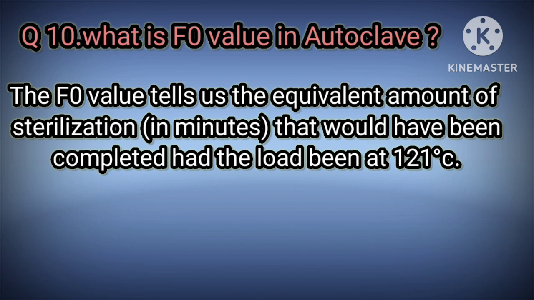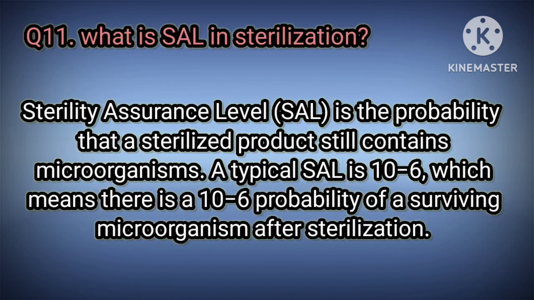What is F0 value in autoclave? The F0 value tells us the equivalent amount of sterilization in minutes that would have been completed had the load been at 121 degrees centigrade. What is SAL in sterilization? Sterility assurance level is the probability that a sterilized product still contains microorganisms. A typical SAL is 10 power minus 6, which means there is a 10 power minus 6 probability of surviving microorganisms after sterilization.